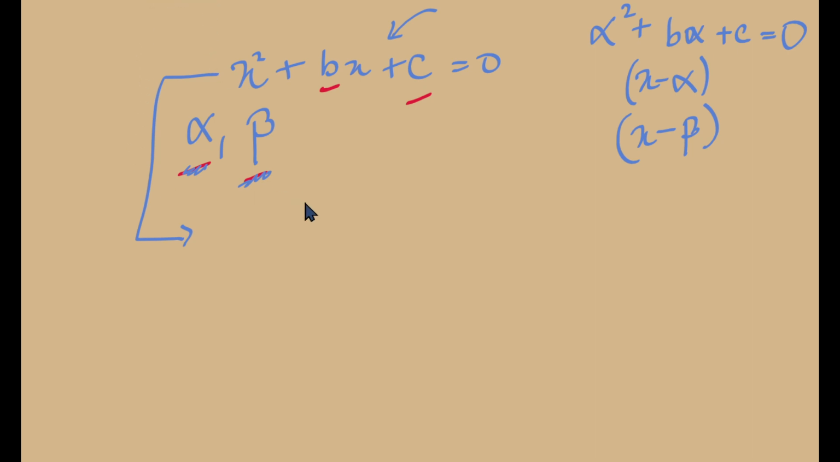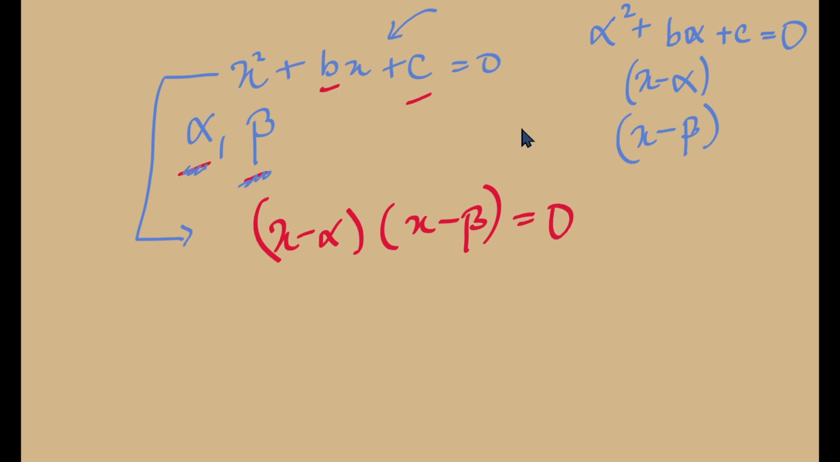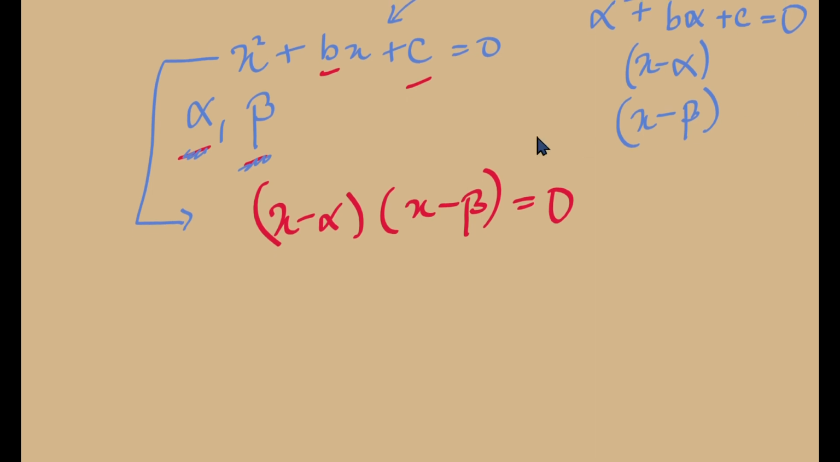So to write it in the form of alpha and beta, I know that x minus alpha is a factor and x minus beta is a factor, and if we multiply out these factors, we'll get back the same equation, because we'll get the x squared term and then we'll get some other terms. So I know that I'll be getting back the same equation, so I'll say that this is equal to 0 because it's the same equation after all.